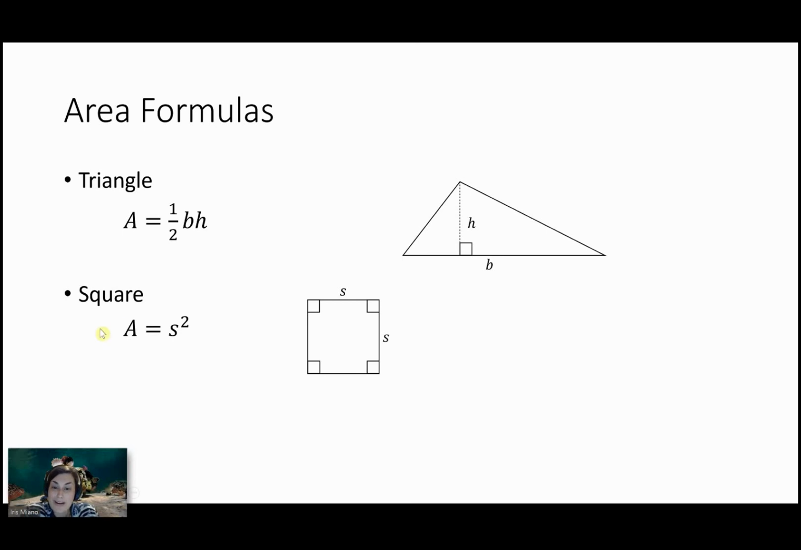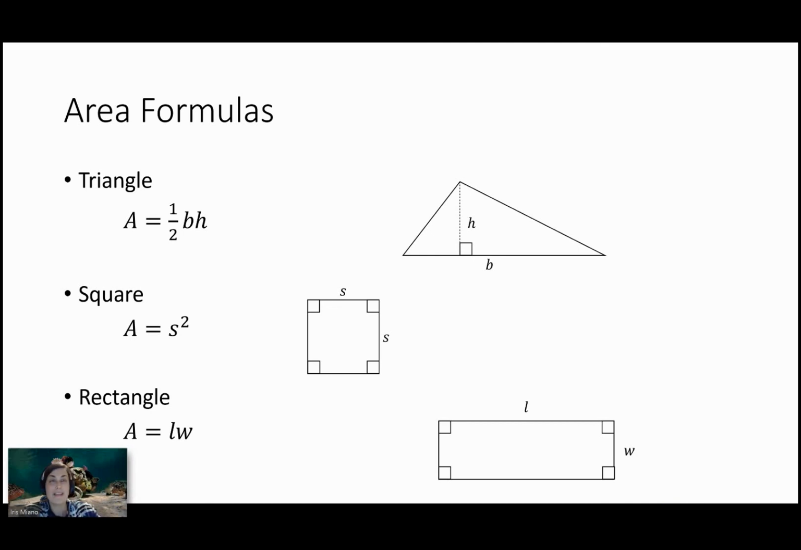For a square, it's all in the name. You're going to take the side length, in this case S, lowercase s, and square it. Cool. So just multiply it by itself, and there you go. For a rectangle, you take the length and the width measurements, and you multiply them together. And remember, because these are area calculations, the units need to be squared.